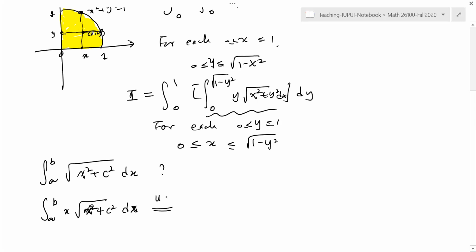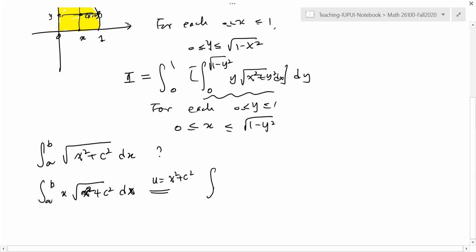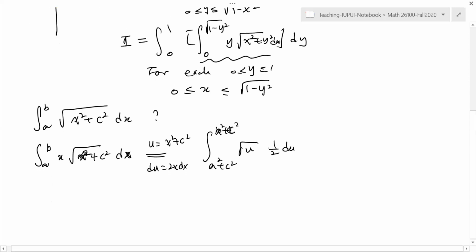So if you use u equals x squared plus c squared, then you have the upper bound and lower bound. It's the square root of u, and du equals 2x dx, so it'll be half of du. The variable is going to be x equals a, so a squared plus c squared, and b squared plus c squared when x equals b. Then you find the antiderivative of this function. I think this will be 2 over 3 u to the 3 over 2.